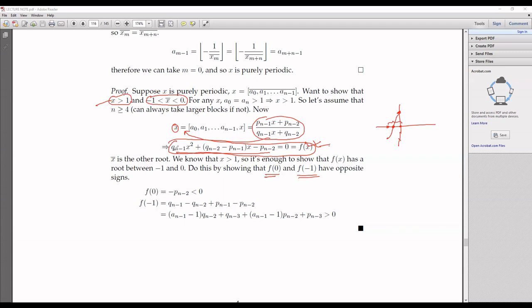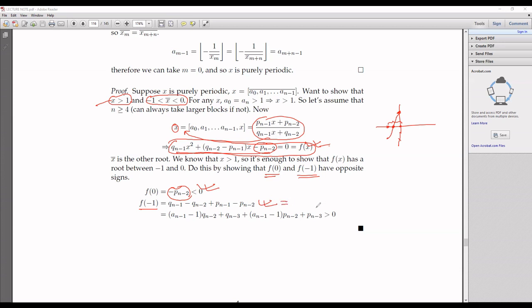So what is f of 0? Put 0 everywhere in the equation. You will end up getting minus Pn minus 1, and all the Pi's are positive, right? So this guy is definitely negative. We just now need to prove that f of minus 1 is positive. Put minus 1 here. This is straightforward so far.